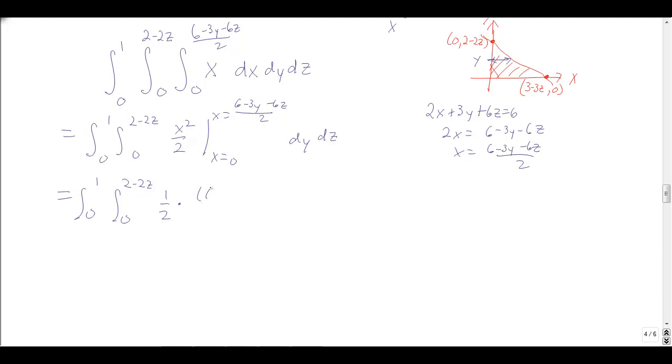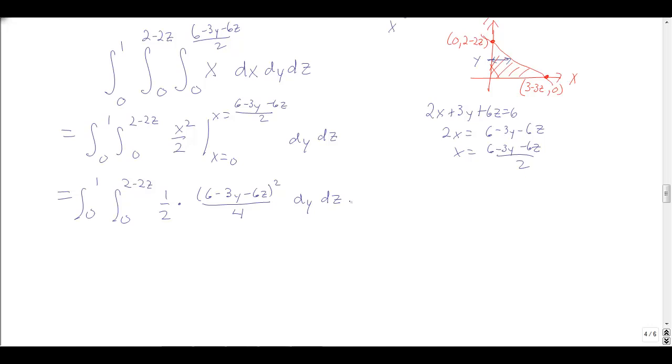So I get a 1/2 times, when I plug in this x and square this, I'm going to get a (6 minus 3y minus 6z) squared. I'm going to divide by this 2 squared. That's going to give me a 4. When I plug in the x equals 0, I'm just going to get 0. So this is my bound here.